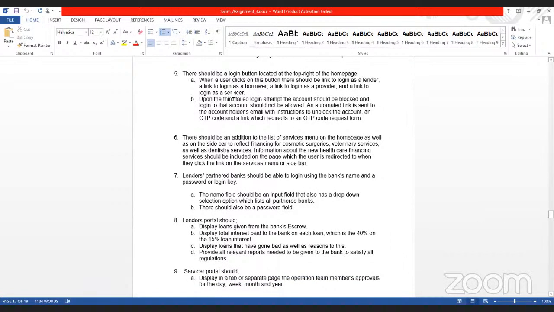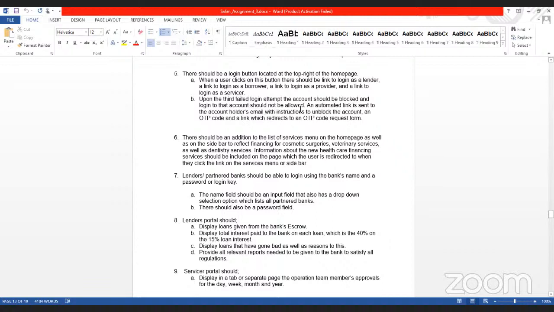Basically we should have a login button in the top right of the homepage. Probably this will also be an integration with the already existing web page, so that we could have a separate login box or login option for the various users: the providers, lenders, and the services. And when they try to log in, as I mentioned, on the third attempt, even during the attempt, there should be some sort of report generated.